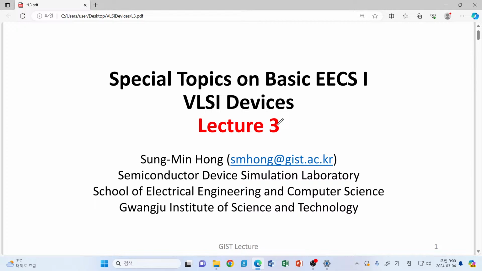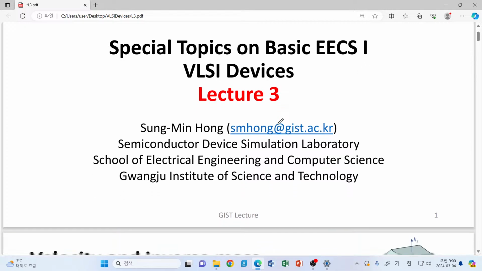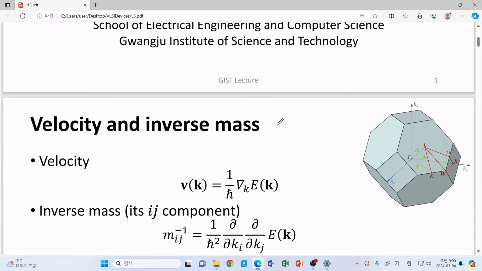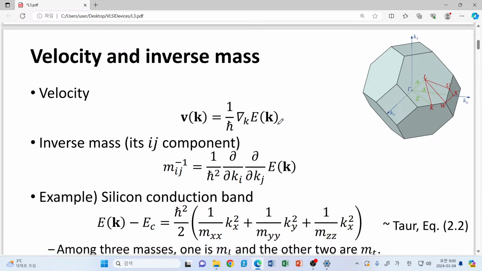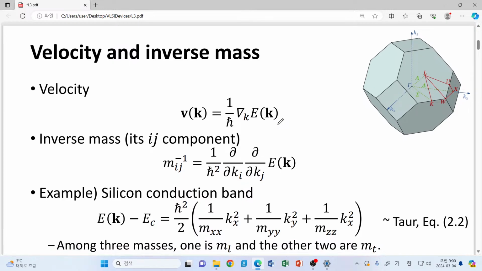Okay, so this is lecture 3 of our lecture. Let's go to our previous lecture content. At the end of our previous lecture, we thought about how we can identify the velocity and inverse mass of an electronic state.